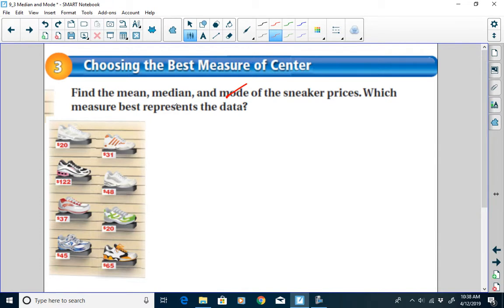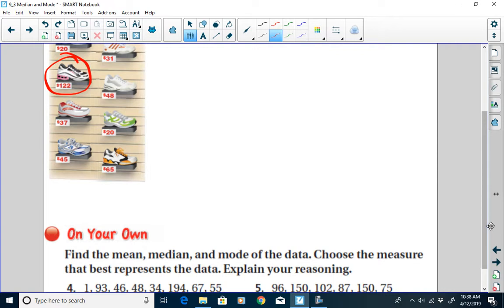The median is your best measure of center if there are outliers. And do we see outliers here? We do see outliers. An outlier would be 122 because $122 is much more expensive than all the other sneakers. So because the data has an outlier and because the data is numerical, the best measure of center here is going to be the median.